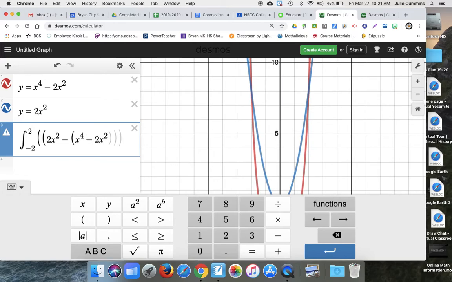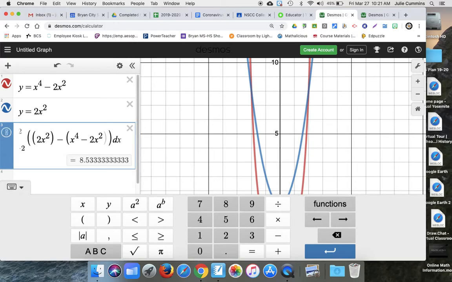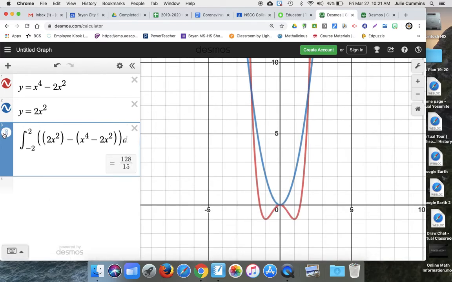Make sure you only use parentheses here. I forgot to close that parenthesis. The first time I did it, I was using brackets, and Desmos got mad at me. And then you have to tell it dx, and Desmos will solve it for you. So when you did this by hand, hopefully this is what you got. Desmos is always going to give it to you as a decimal first, but you can convert it to a fraction as well.